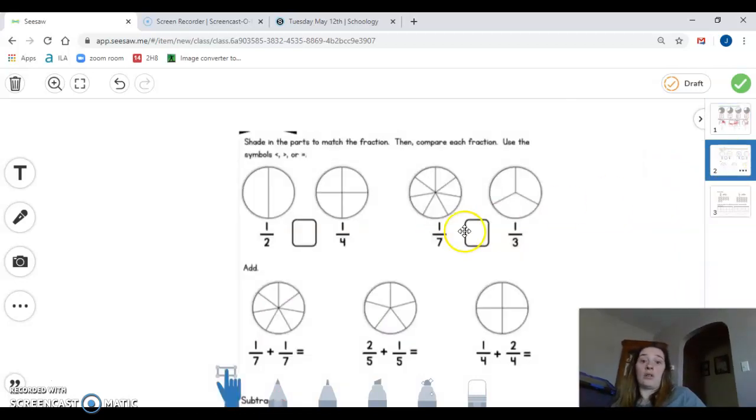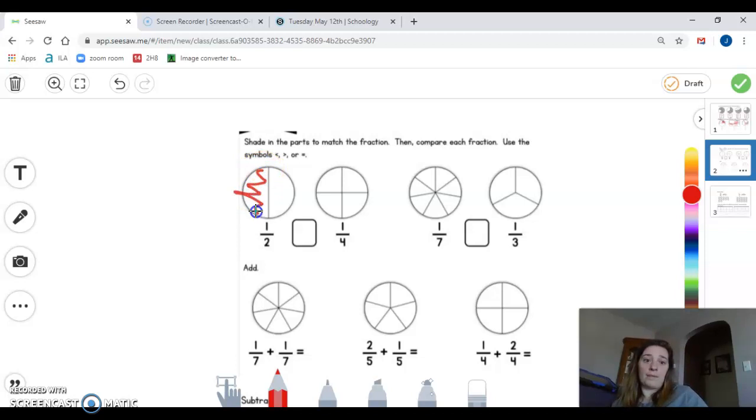Then the next part that you're going to do is shade in the parts to match the fraction. I don't care if you use a crayon or a marker, whatever you use is fine. It's no big deal. So I'm going to shade in 1/2 over here. And then I'm going to shade in 1 of the 4ths over here. Now I have to decide which one is bigger. I have to compare them using less than, greater than, or equal to. So 1/2 is bigger, 1/2 is greater than 1/4.